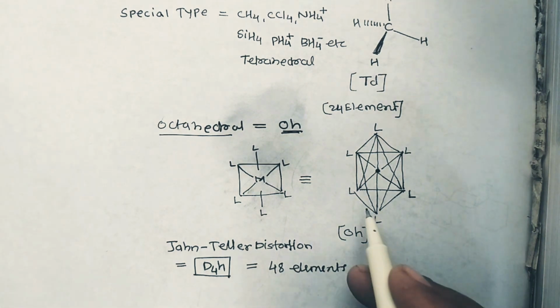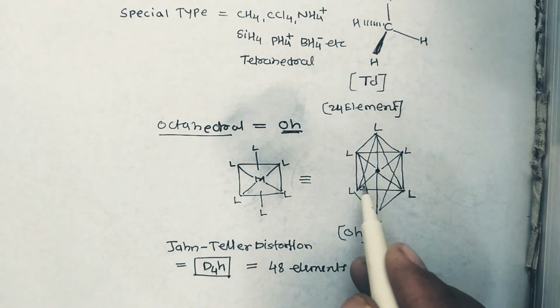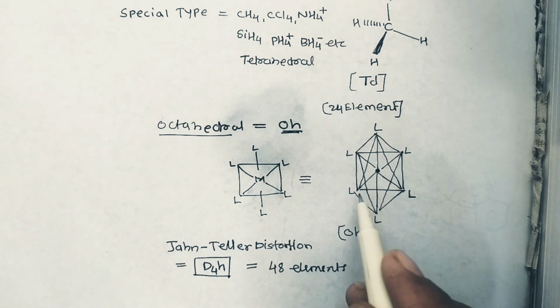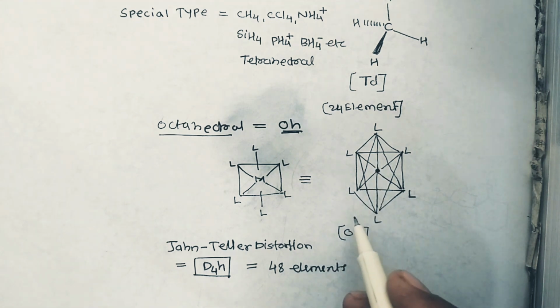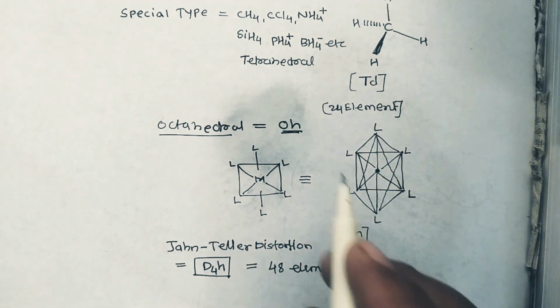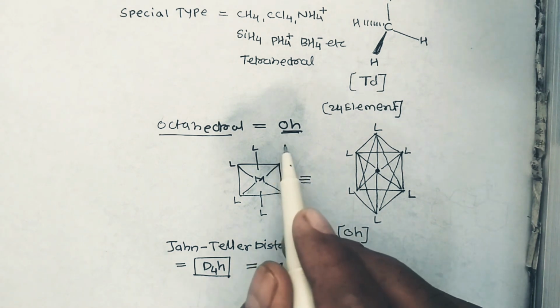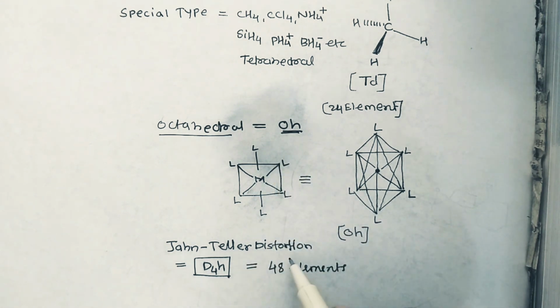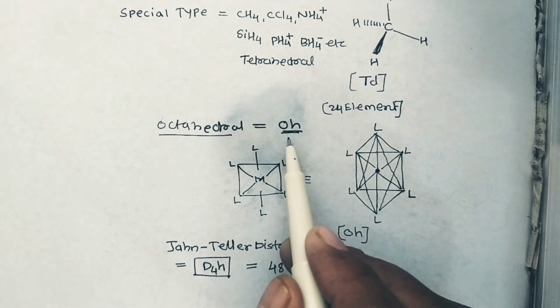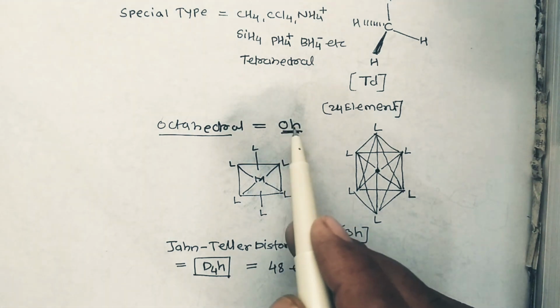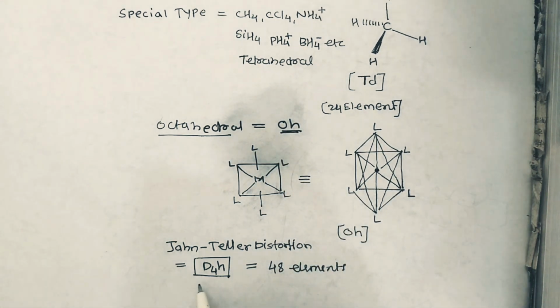So sometimes a question may be asked on a perfectly octahedral complex or a complex with Jahn-Teller distortion. Then you should know the geometry as well as the Jahn-Teller distortion. If the complex is perfectly octahedral, then the point group is Oh, and if not, then the point group is D4h.